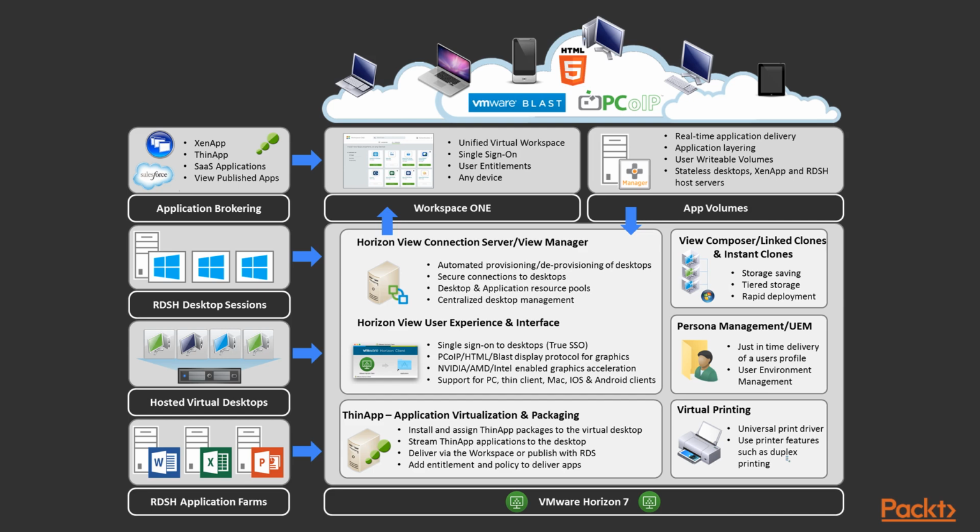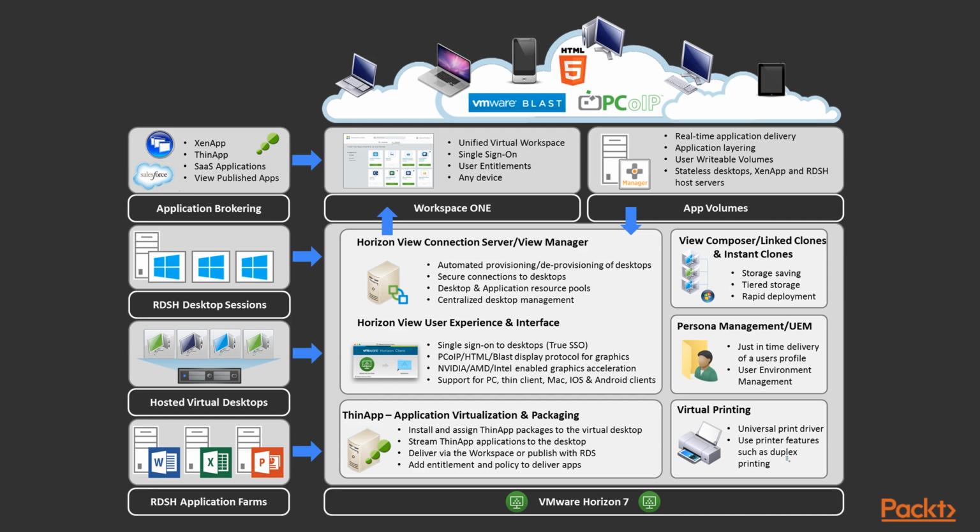While on the subject of applications, by adding Workspace ONE into the solution, you can deliver a central web-based portal from where users can launch all of their applications. Not only can they launch their Horizon View virtual desktop machines and applications, but also Citrix XenApp published applications and other software as a service based apps, all by using an app catalog.